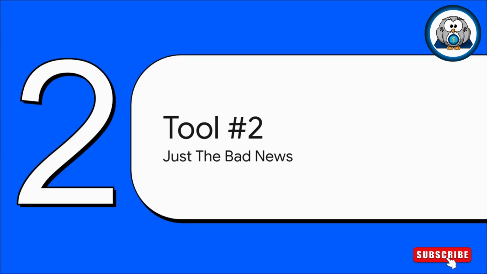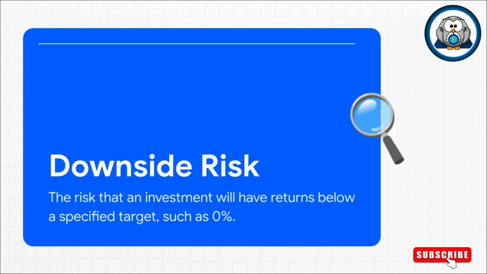All right, so knowing the overall risk is great. But let's be honest, we're usually way more worried about the risk of losing money than we are about the risk of making too much, right? And that brings us to our second tool, which zeroes in on just the bad news. And this tool is called downside risk. It's a beautifully simple idea, really. Instead of looking at all the volatility, the ups and the downs, this tool just filters out all the good news and forces you to focus only on the risk of your returns falling below a point that you actually care about, like say, breaking even at 0%.